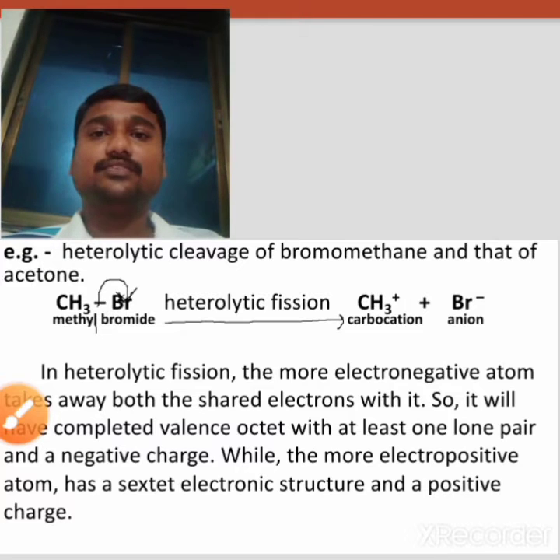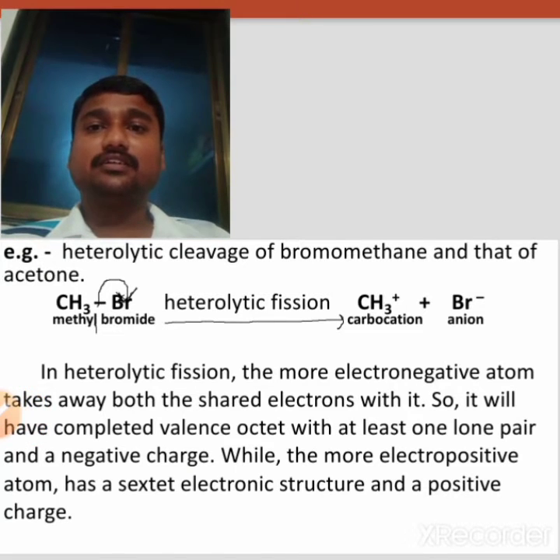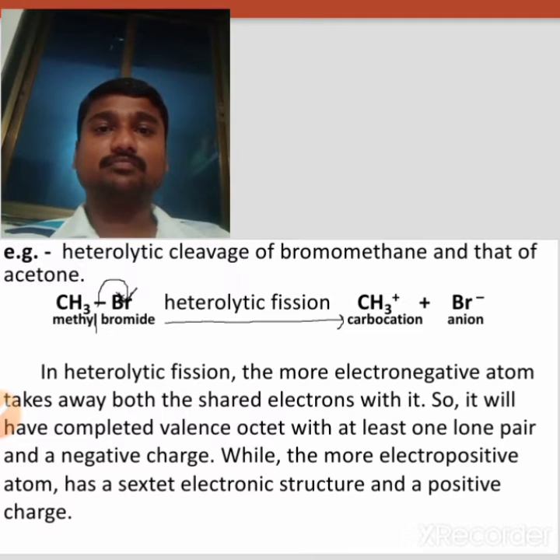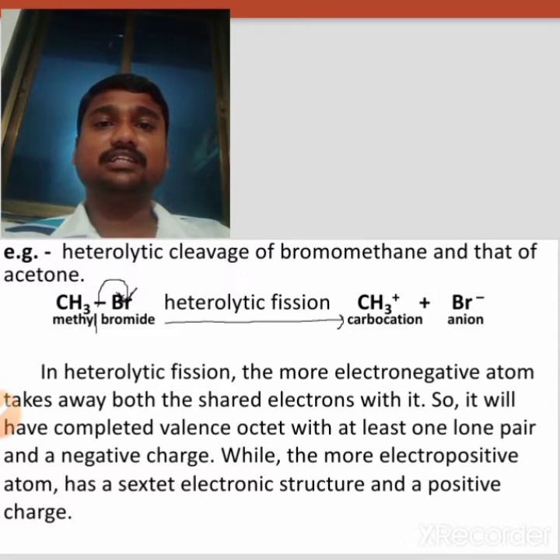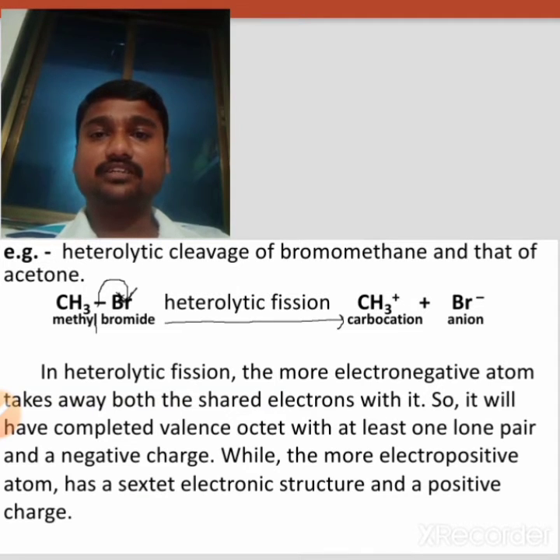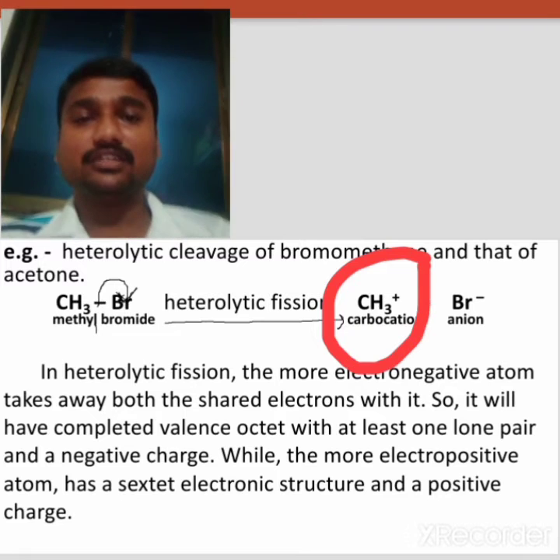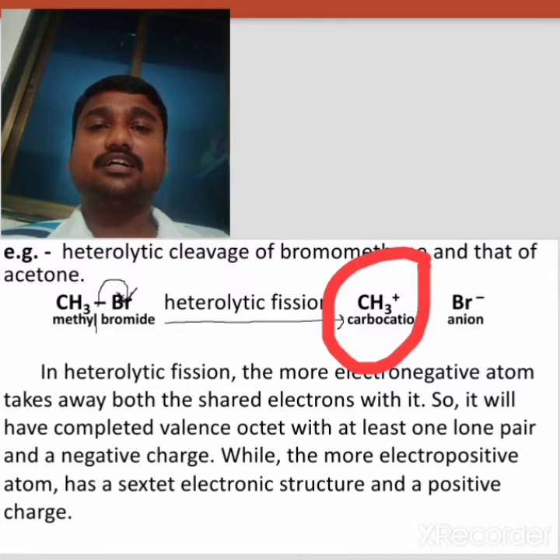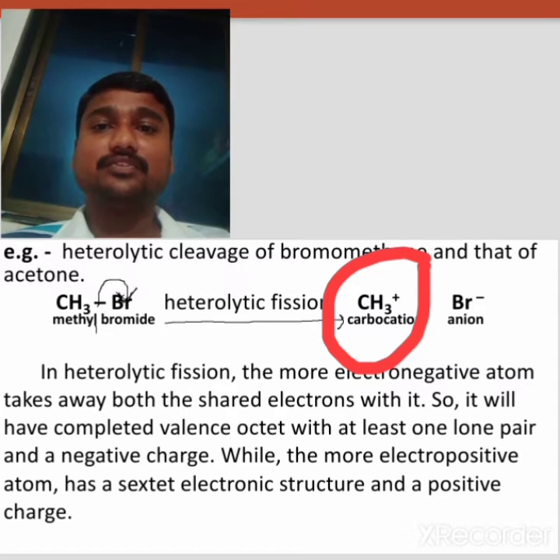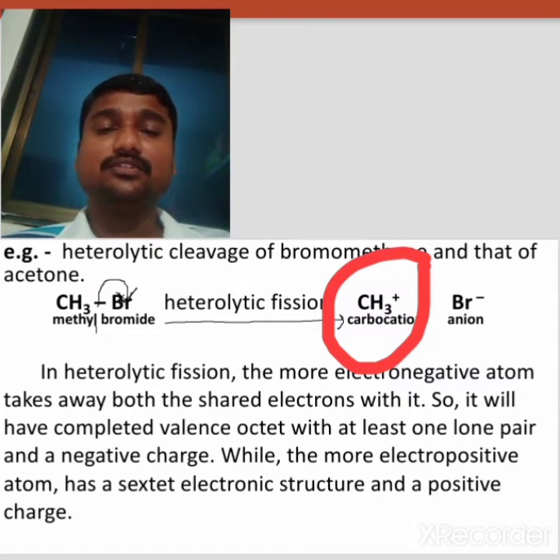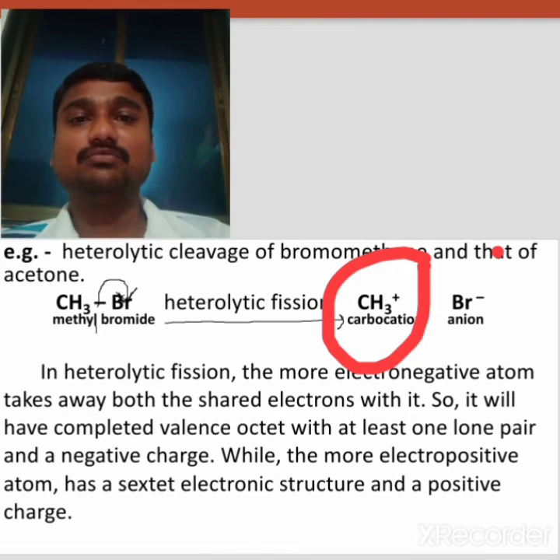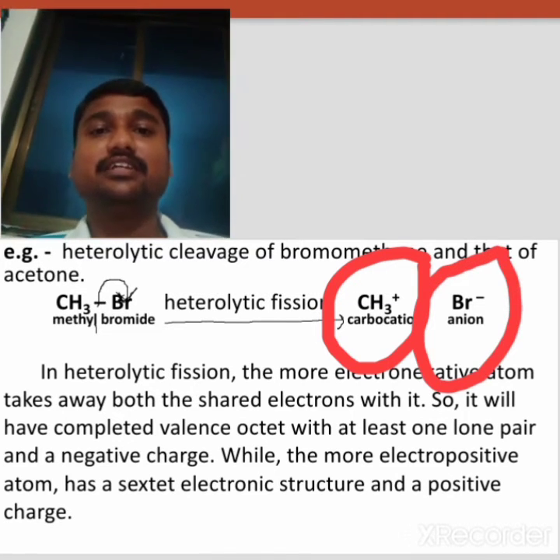In heterolytic fission, the more electronegative atom takes away both the shared electrons with it. So it will have a completed valence octet with at least one lone pair and a negative charge. While the more electropositive atom has a sextet electronic structure and has a positive charge. That is, in this CH3 plus ion, the central carbon atom in this carbocation has a sextet electronic structure, so it acts as the positive charge, and this more electronegative Br acts as the negative charge.